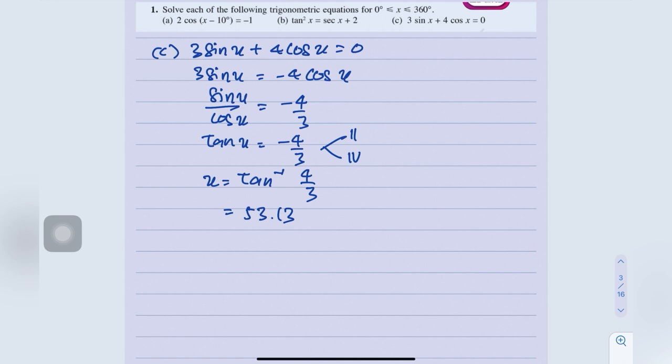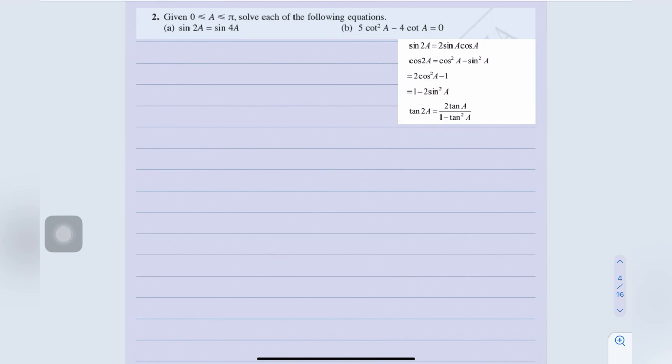53.13. Okay, but we identify angles in quadrant 2 and quadrant 4. So in quadrant 2, 180 minus 53.13, which equals 126.87. And in quadrant 4, 360 minus 53.13 is 306.87. We move next to question number 2. Given A between 0 and pi, solve each of the following equations.